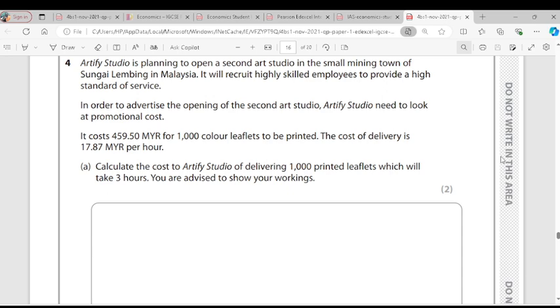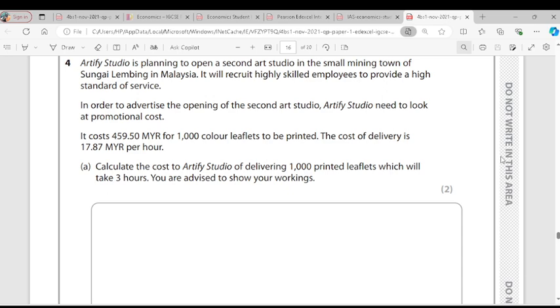So for 1,000 leaflets taking 3 hours, the cost for 1 hour is 17.87. So for 3 hours will be 17.87 multiplied by 3. That is the variable cost. And the fixed cost here is 459.50. So the total cost will be the fixed cost plus the variable cost, which is 513.11.